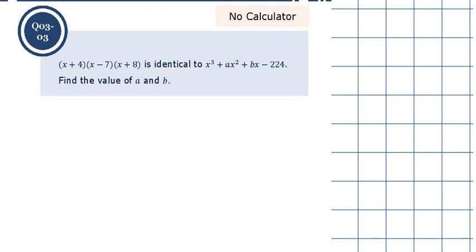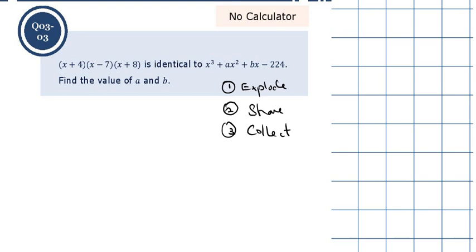Just to remind you, the rules of bracket expansion are: one, we explode the brackets; two, we share the brackets; and three, we collect the terms. So what do we mean by that?